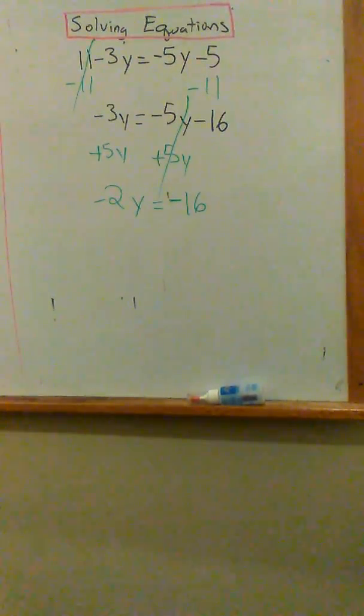Okay, so negative 3y plus 5y is negative 2y. Okay, and then negative 2y equals negative 16. How do I get y by itself? Add, subtract, multiply, or divide. Sorry, I should have written that in black. Let me write that in black.